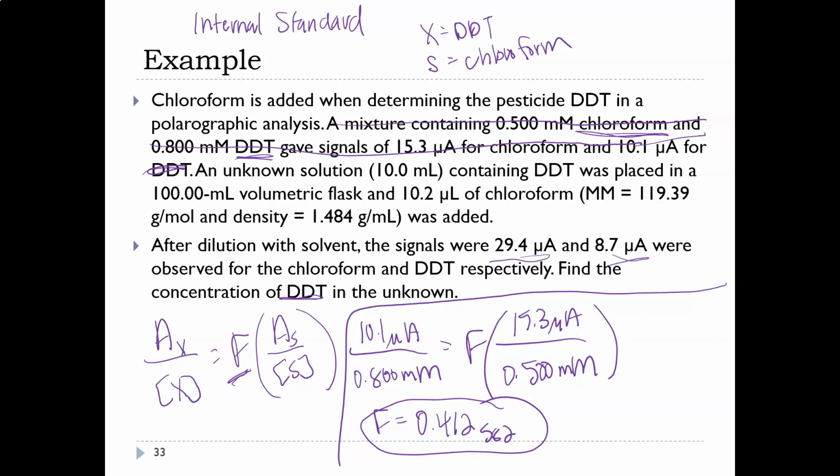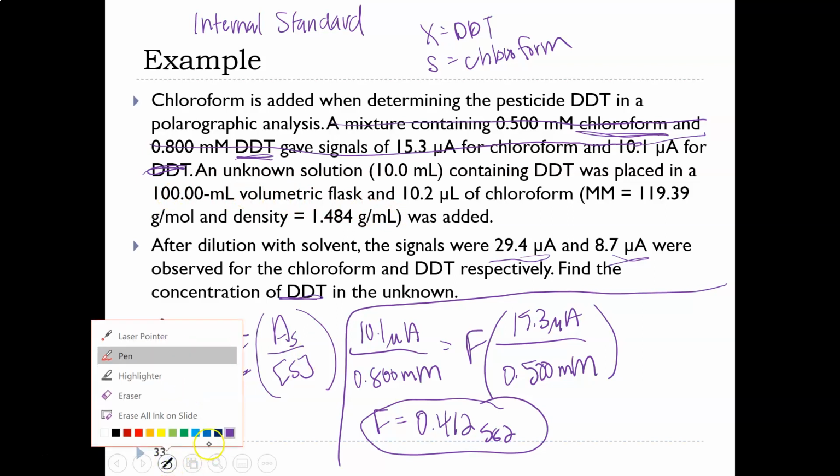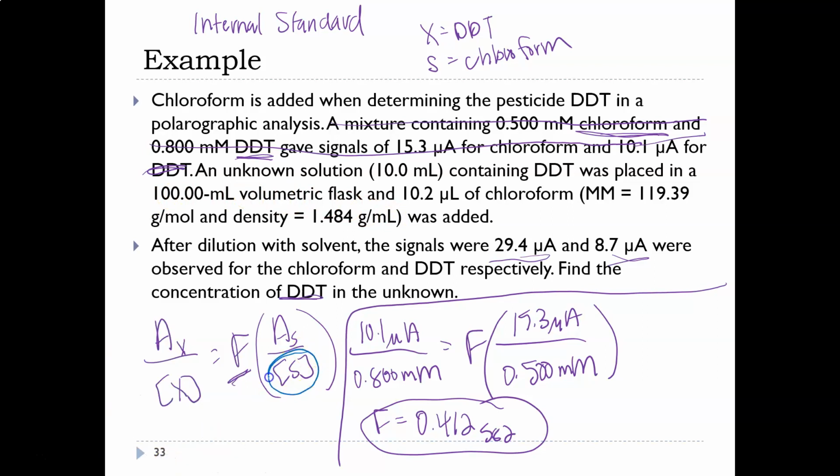Okay, what they tell us is that we take 10.2 microliters of chloroform, where we're given the molar mass and the density of chloroform, and we're told that it's put into a 100 milliliter volumetric flask. So we're going to have to start by doing a little bit of work to solve for S. Once I know that number, we can just plop, plop, plop, plop, solve for X. We just weren't given directly the molarity of our second chemical, which is the chloroform.